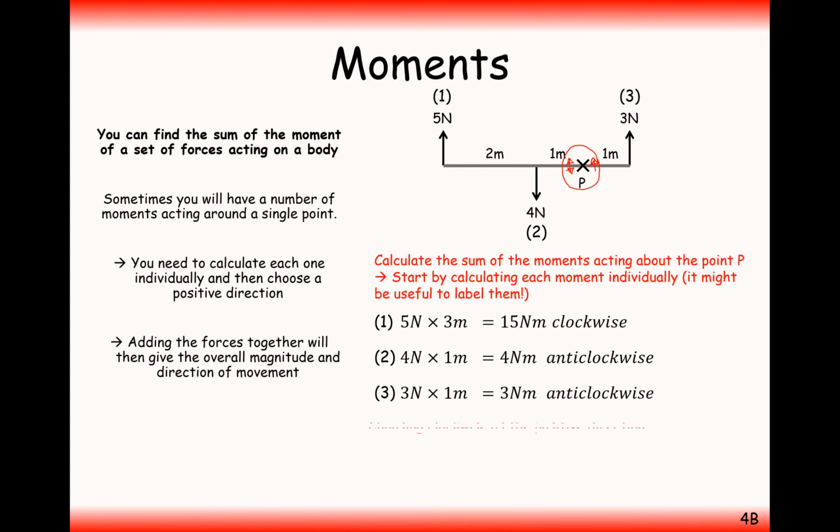So the resultant moment of this particular diagram of forces here is that we clearly have more clockwise moments than anti-clockwise moments, 15 against 7. So the answer here is going to be 15 minus 4 minus 3 gives us 8 Newton meters in the clockwise direction. So that is the answer for what is the resultant moment for the forces on this diagram.